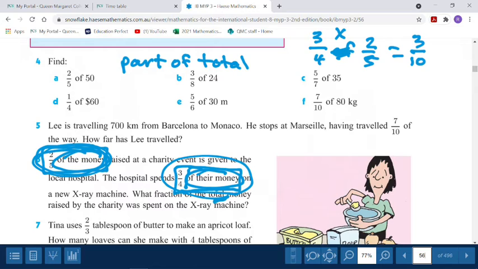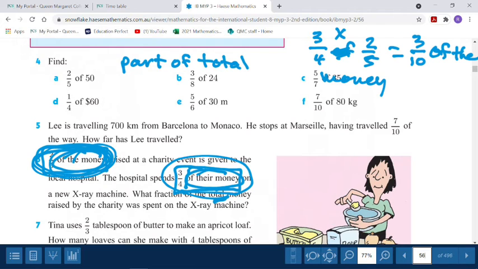3/10. Of what? Of the money they got from the charity, right? Because that's part of the money they got from the charity. So we're just talking about they spent a particular part. So we could say in a complete sentence that the hospital spent 3/10 of the money they got from the charity on the new x-ray machine.